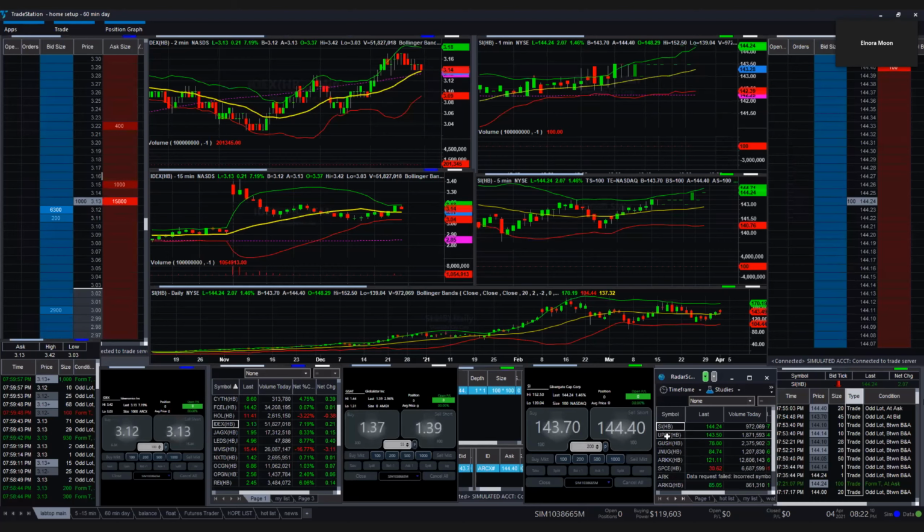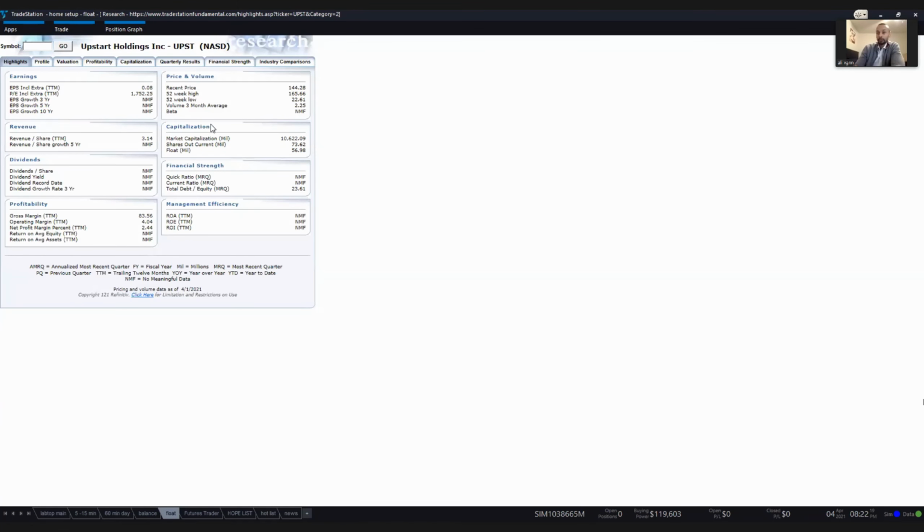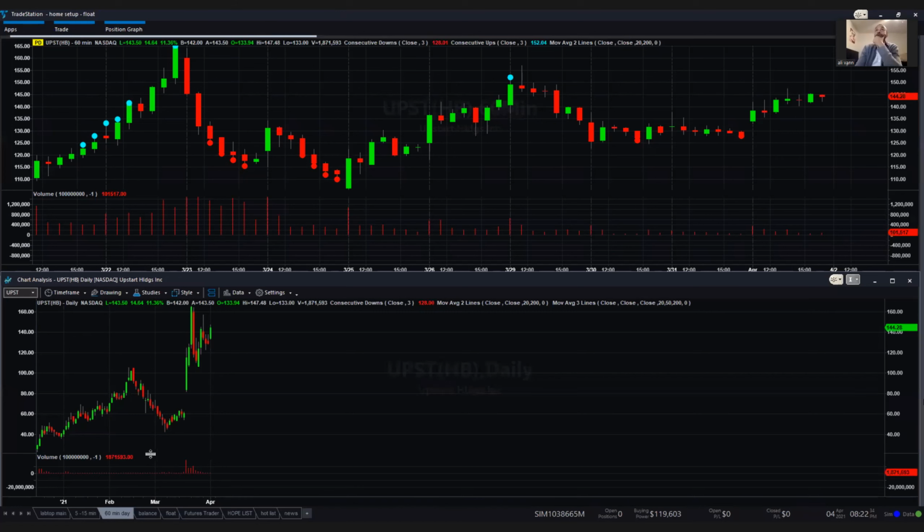Okay. UPST. Upstart Holdings, 56 mil float. That's what they're saying. Customer Financial Services. 58 mil float over here in Webull. It's got some shaky movement. It's volatile. I like the range on the candles on the daily. It looks definitely frisky.